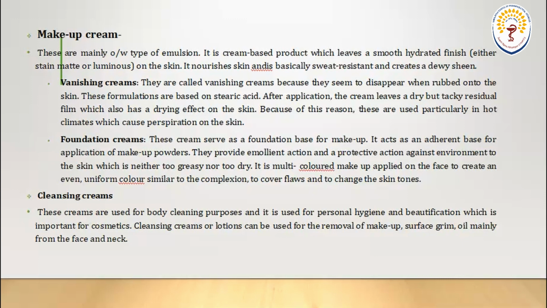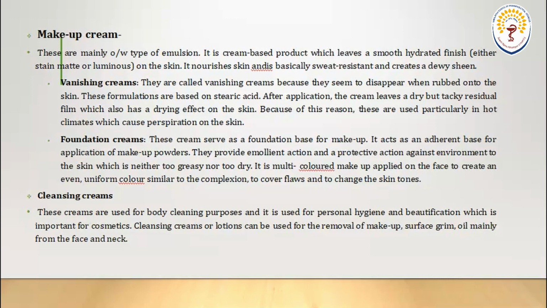Next one is foundation cream. These creams serve as a foundation paste for the makeup. It acts as an adherent base for application of makeup powders. It is multicolored makeup applied on the skin to create an even uniform color similar to complexion, to cover flaws and to change the skin tones.